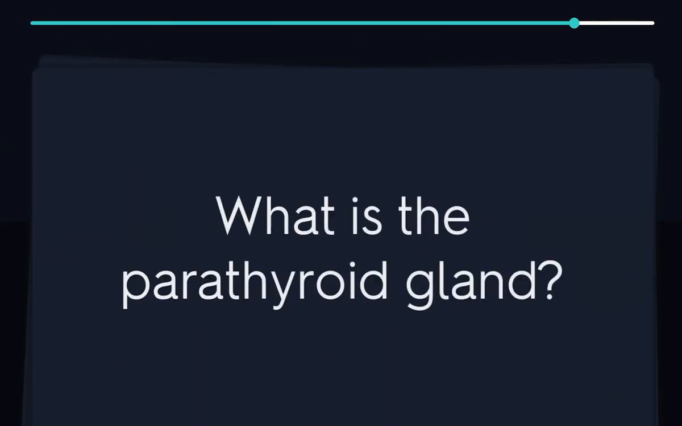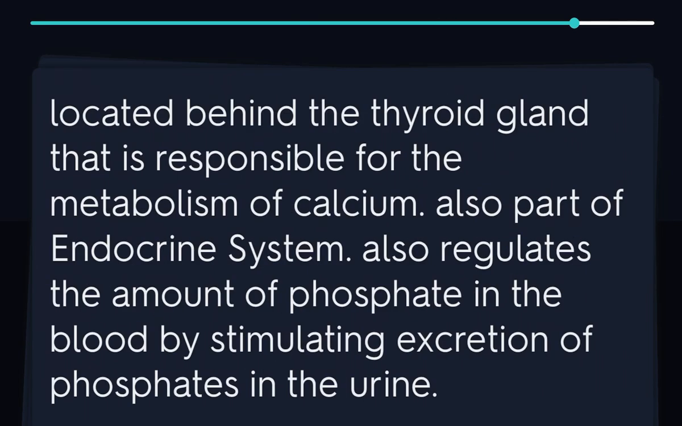What is the parathyroid gland? Located behind the thyroid gland that is responsible for the metabolism of calcium, also part of endocrine system, also regulates the amount of phosphate in the blood by stimulating excretion of phosphates in the urine.